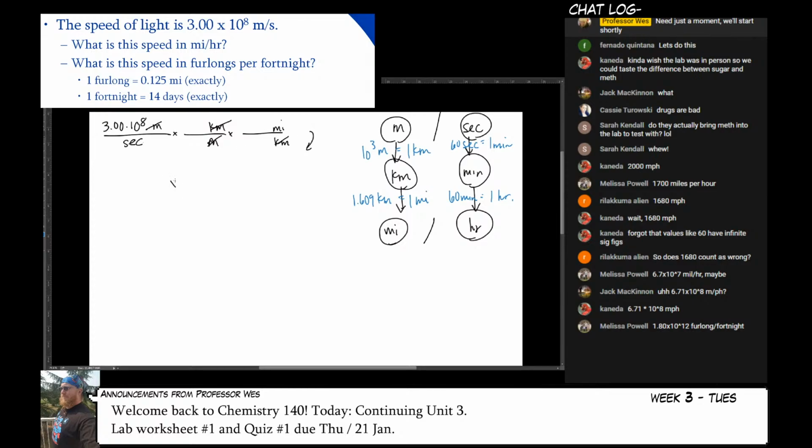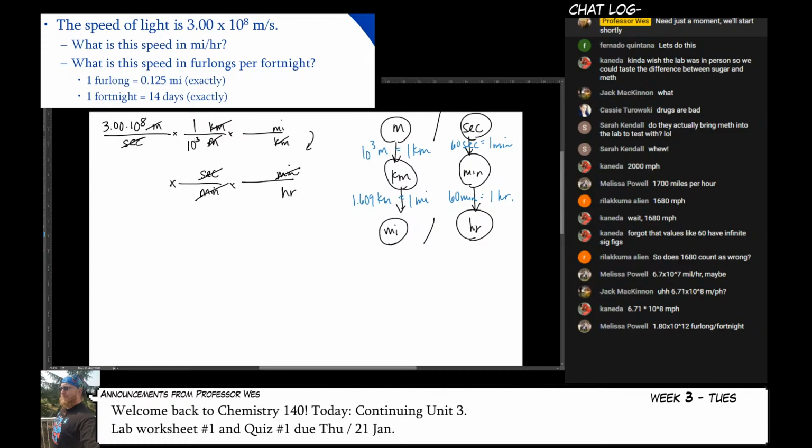Actually, we'll just write it right here. So now I got miles in the right spot. I got to do seconds. Cancel it out with something on the bottom, to minutes. And then minutes to hours. Cancel it out. Got all the units in place. Let's put the numbers in.